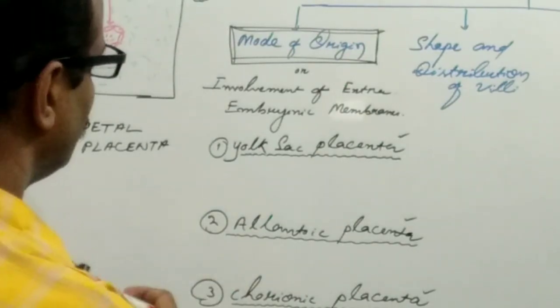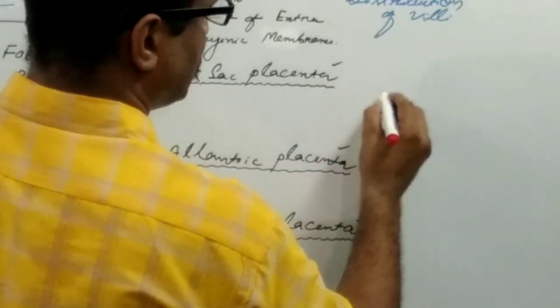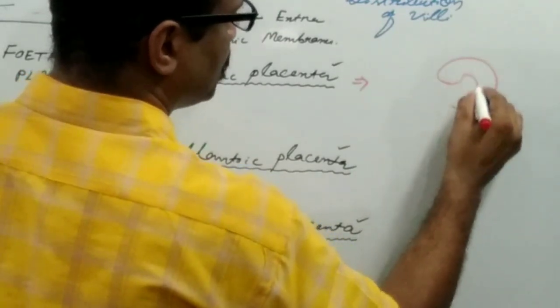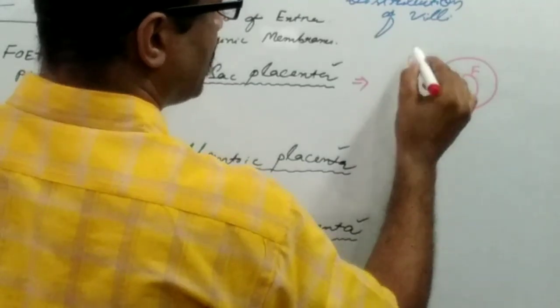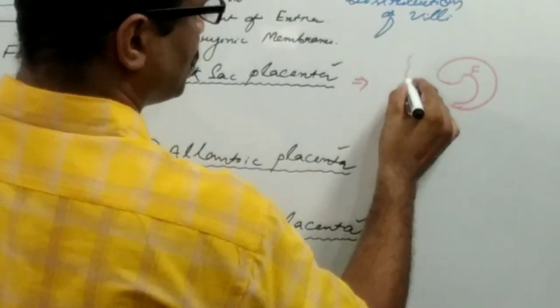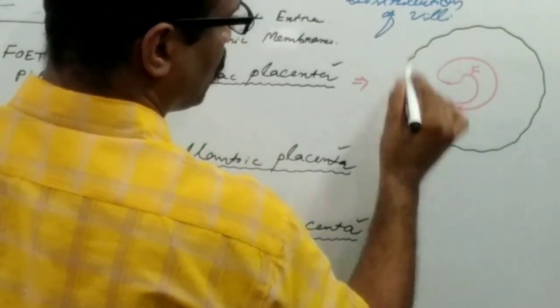In the case of the yolk sac placenta, suppose that this is the embryo or the fetus. This is the fetus. Outside the fetus is the chorionic membrane. This is the extra embryonic membrane which is known as the chorion.